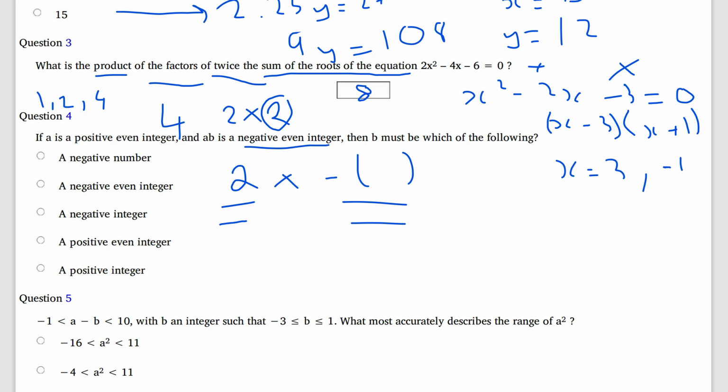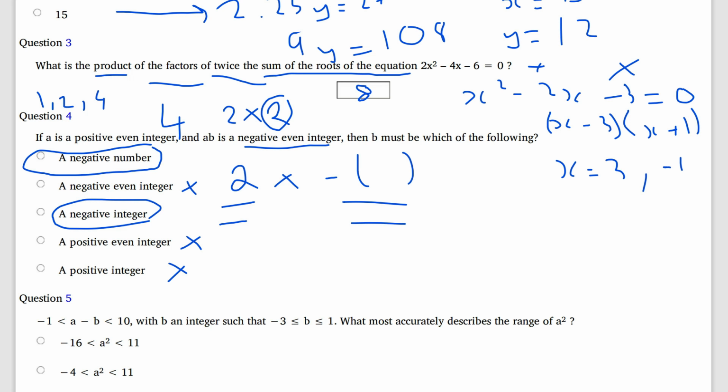So we know that b is negative, and we know that b is an integer, but we don't know if it's odd or even. So the answer would be C. We know it's a negative integer, but we don't know that it is a negative even integer. So it's not that. And it's definitely not positive. And it is a negative number, but more specifically, it's a negative integer. So technically, both of these would be true. It's a negative number, and it's a negative integer.